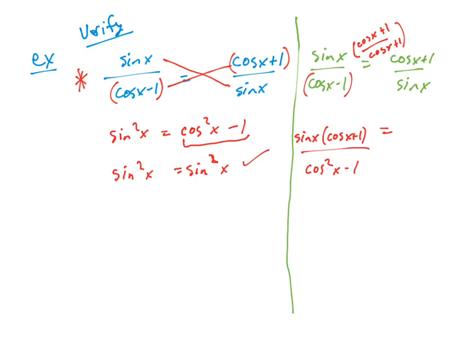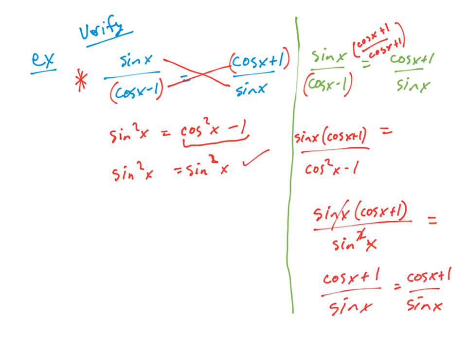Cosine squared of x minus 1 is the same thing, using the Pythagorean identity, as negative sine squared of x. So we end up with sine x times cosine x plus 1 divided by sine squared of x. And I can factor out the sine x in the top and one of them in the denominator. So once I cancel out the sine of x, I end up with cosine x plus 1 over sine x on both sides. And that would do it.